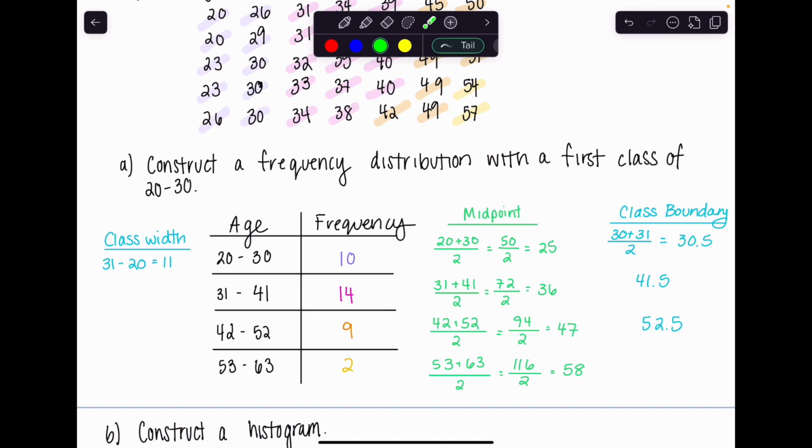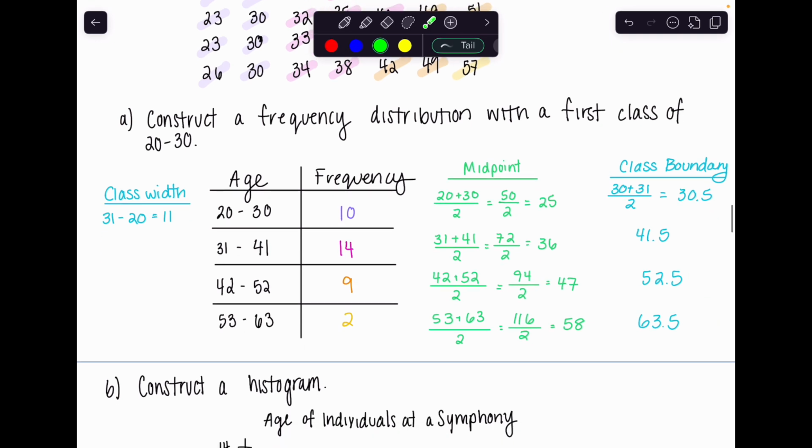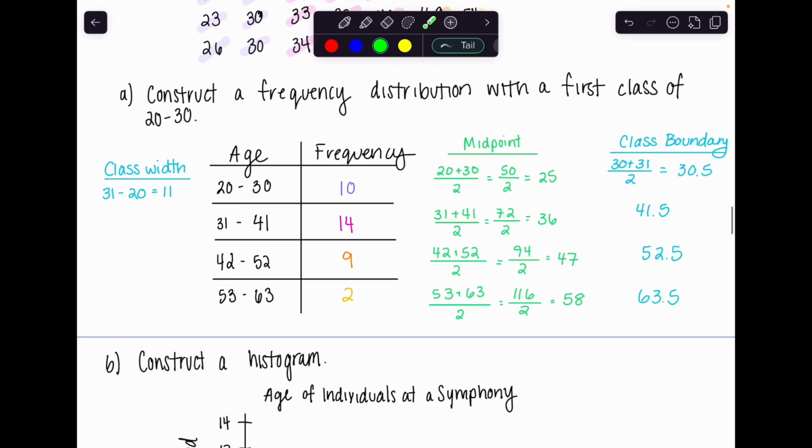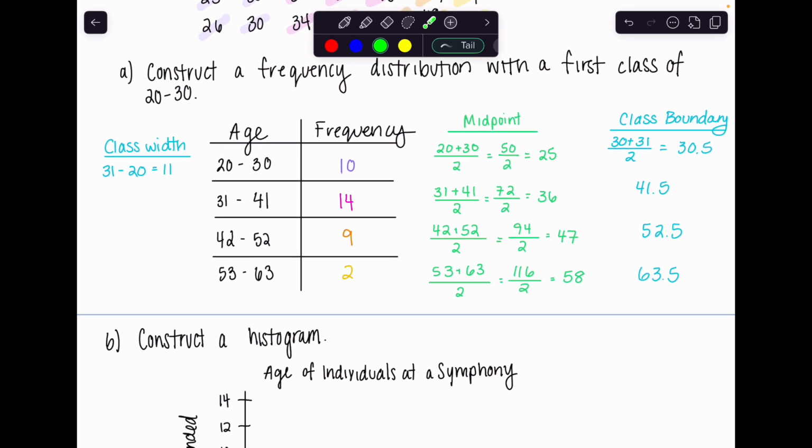And then finally, I do have a class boundary for here. So 63, my next one would be 64. So 63.5 would be right in the middle. And again, if you notice, you're really just adding that class width each and every time. Okay? So those are the key pieces of information for this specific frequency distribution.